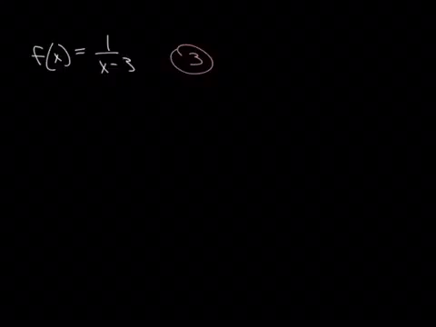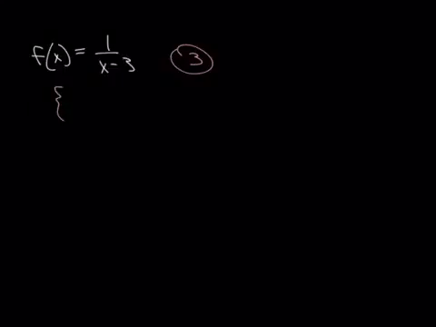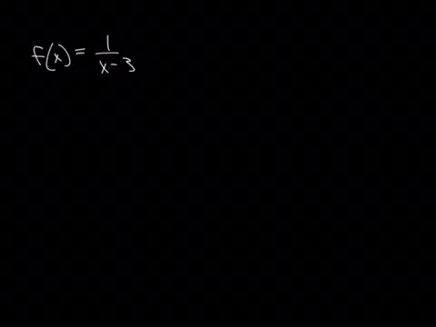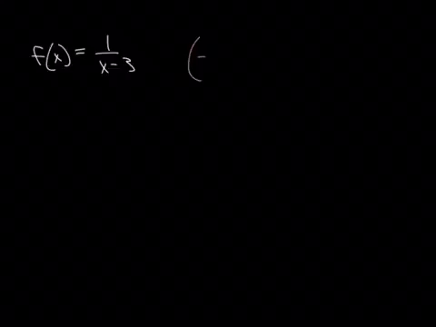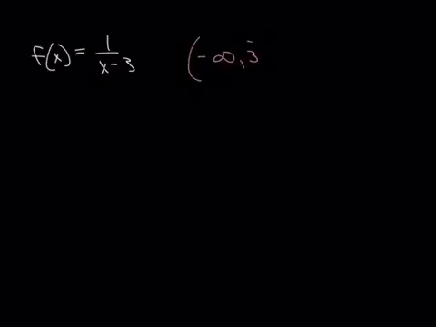So the answer would be written in set builder notation as x such that x cannot be 3. So all x's such that x cannot equal 3. So that's the domain. All x's except x is 3. Another way to write this is using union, and that says that all numbers from negative infinity to 3 work, and all numbers from 3 to infinity work.